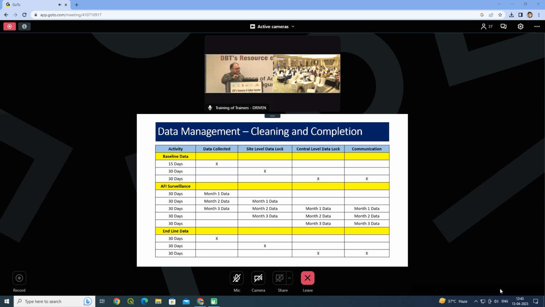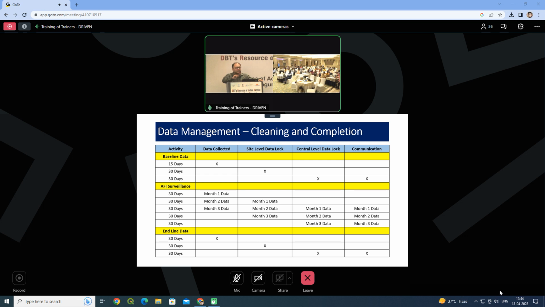Next is the data cleaning and completion. This is just a plan, and we can have a discussion on that. For example, we shall be doing the recruitment of 750 individuals, maybe in a span of 15 days. If we complete 750 individual recruitment in 15 days, then that data has to be finalized by the site in the next 30 days.